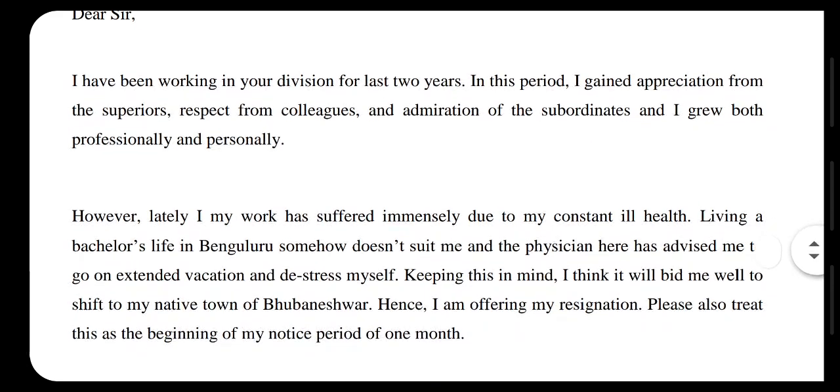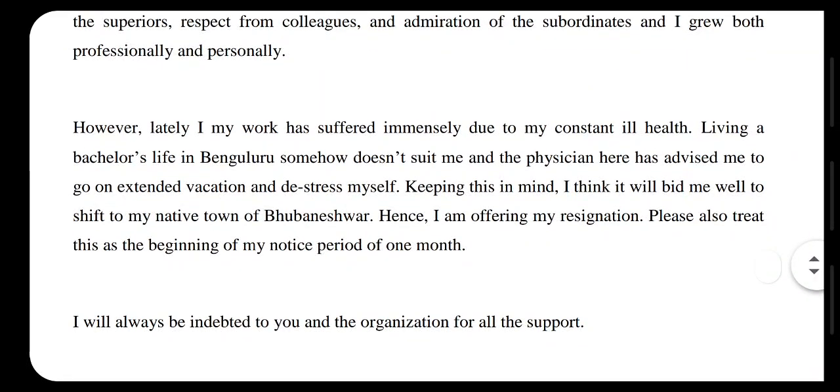Again, after a space, after leaving a line. Now this is the second paragraph where we are going to break the news of resignation, so that it doesn't come in the first paragraph and we are not putting it in the last paragraph also. So the second paragraph begins something like this.